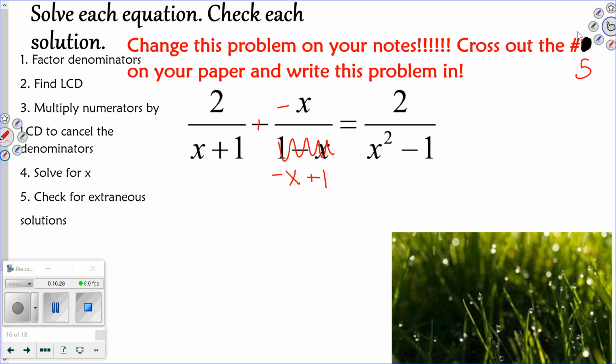Because it was 1 minus x, so the x had a minus in front of it. So when I rewrite it, make sure you change the problem on your paper, because I changed this problem on purpose. So when I go to factor, what should I do with this? I should factor out a negative 1 to make that x minus 1. And then the other denominator, x squared minus 1, how's that factor? X plus 1, x minus 1.